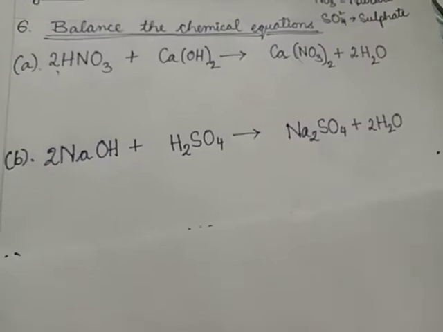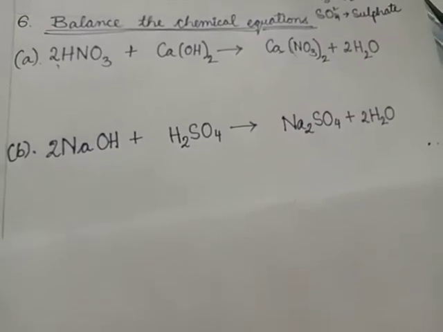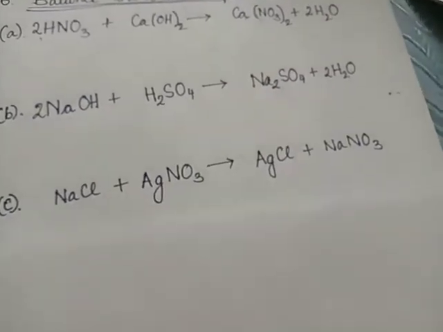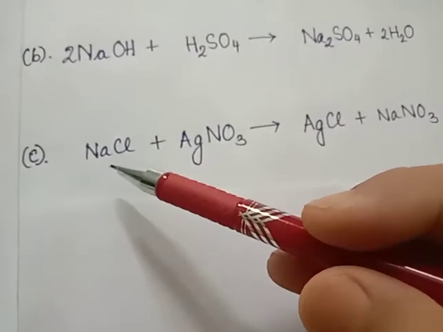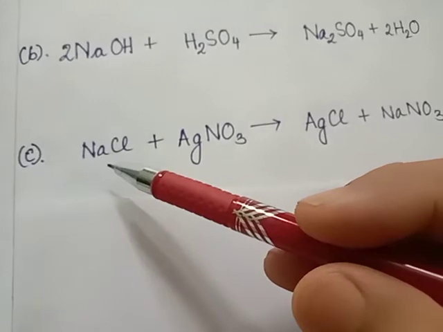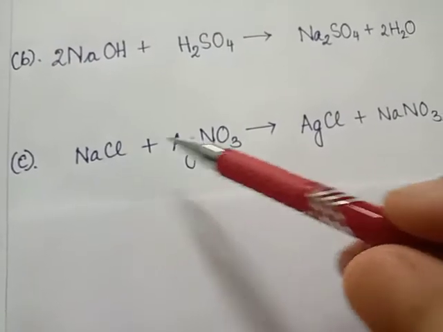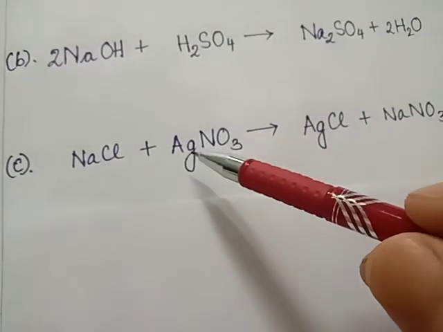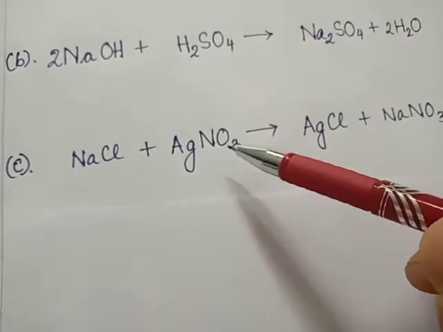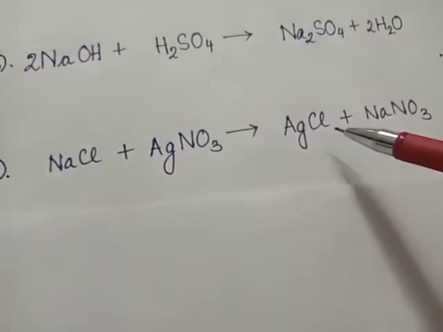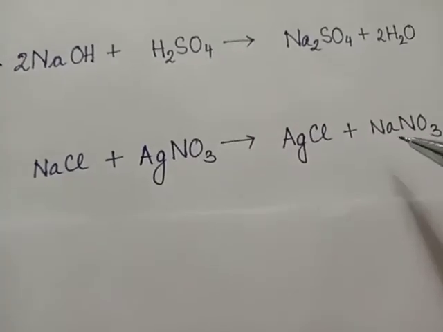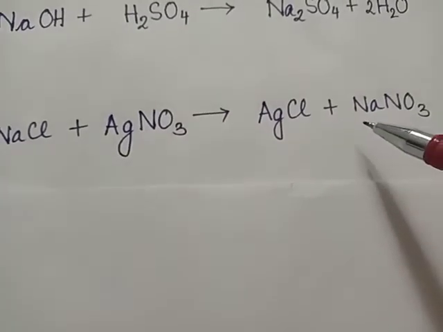Now let us go to the next question, number 6C. The compounds here are NaCl. Na means sodium, so NaCl is sodium chloride. AgNO3, Ag means silver, NO3 means nitrate, so silver nitrate produces AgCl, that is silver chloride, and NaNO3. NaNO3 means sodium nitrate.